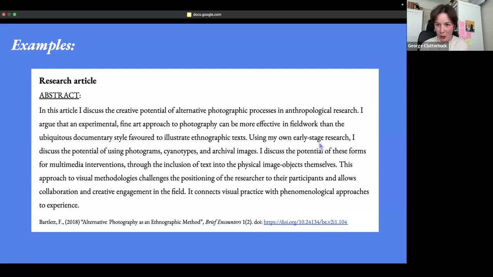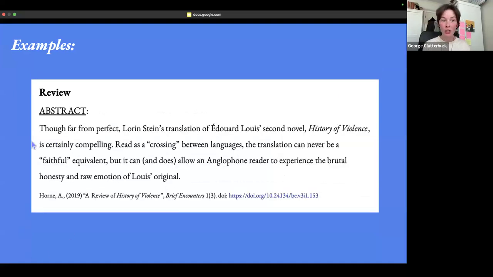I would draw attention to the fact that they say they're at an early stage. It's something they're in the process of working on. It's not something they've completed and have arrived at the answer about. And then the next example I have to show you is a much shorter one.